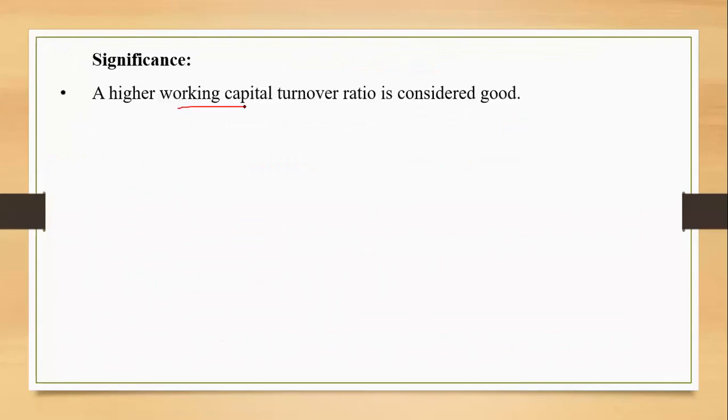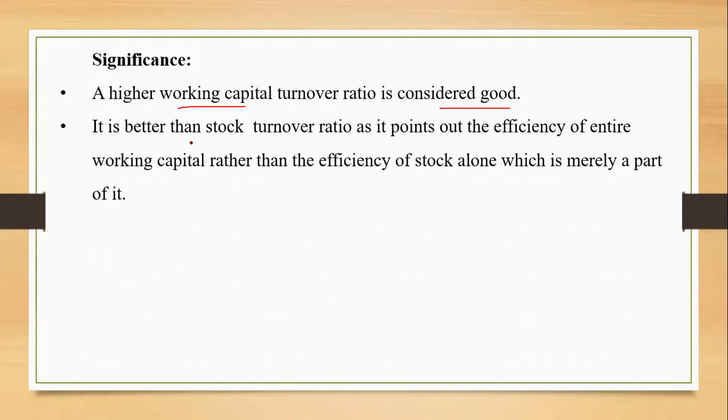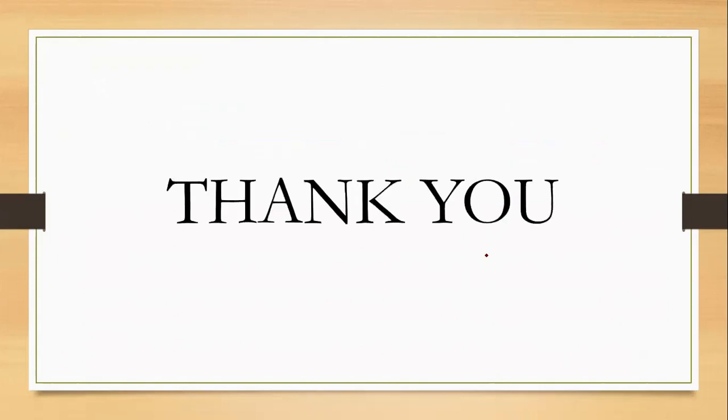What is the significance of this? The higher working capital turnover ratio is considered good. In all four turnover ratios, the higher the ratio, it is good for the company. It is better than the stock turnover ratio. Okay, working capital, the current asset point comes in here again. Why so? Because it points out the efficiency of the entire working capital rather than the efficiency of stock alone. Correct? That's all for the formulas for the turnover ratios.